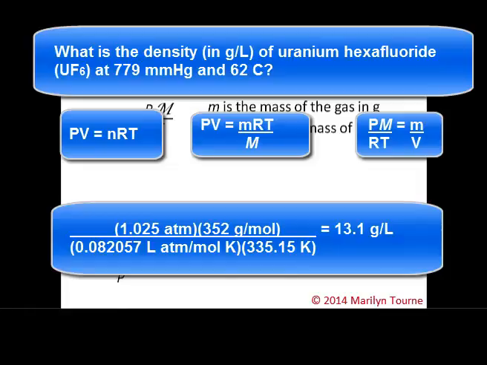You should notice that every unit cancels out except grams per liter, mass per volume, which is exactly what you need. And when we talk about the density of gases, we usually give it in grams per liter, because the mass that they occupy is really small compared to the volume. So grams per liter.